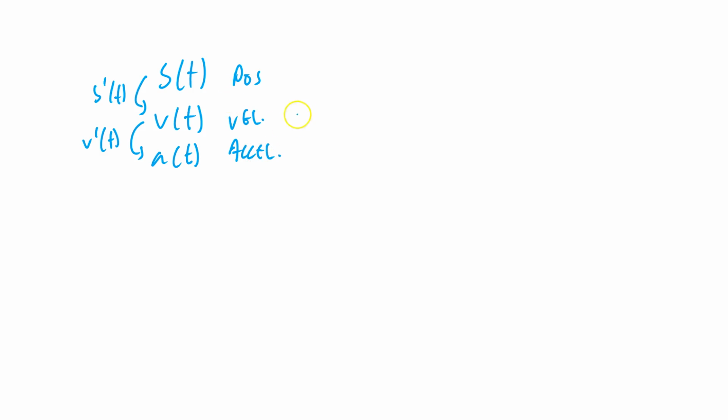So another way to say v of t is s prime. I got it over here too, but this is v prime, which is also s double prime of t. The position just tells you location. The velocity tells you direction and magnitude.